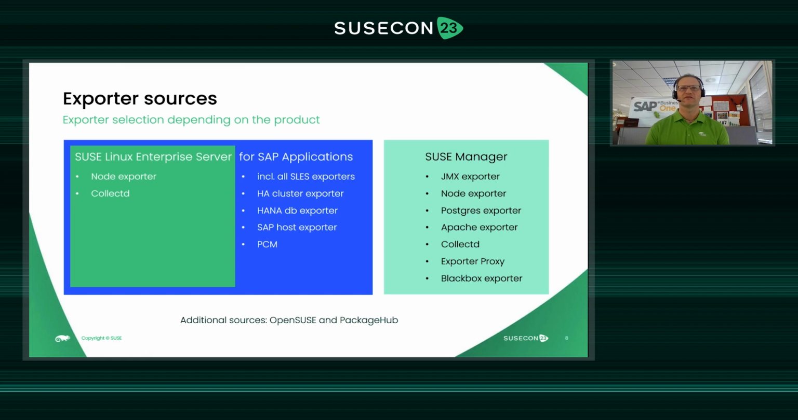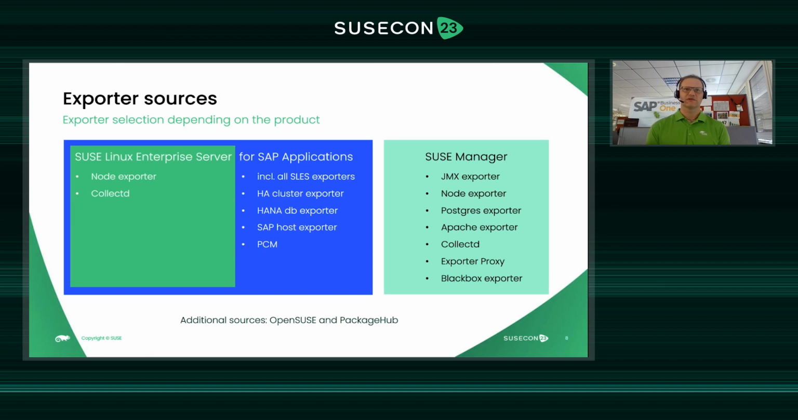On the SUSE Manager side, in addition to the node exporter and collectd, which we already know from SUSE Linux Enterprise Server, we have the JMX exporter, which is a Java exporter. We have the Postgres exporter for the database and the Apache exporter. Those exporters are more or less there for self-monitoring of SUSE Manager itself. And in addition to that, we have the exporter proxy and the blackbox exporter. I will come into a bit more detail later on.